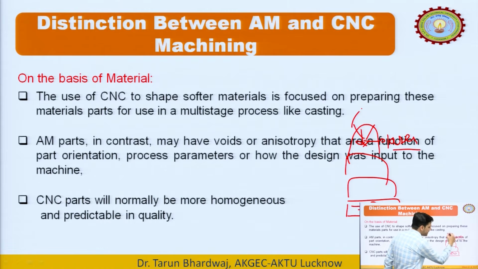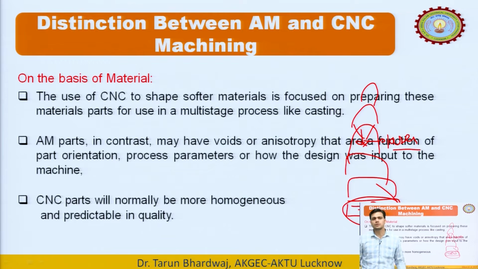You are creating 100 layers over here, but this first layer will get the heat again and again. So due to the thermal gradient between the room temperature and the very high laser temperature, we are having anisotropy in the part, but CNC parts are more homogeneous and predictable in quality. So this is also a challenge in additive manufacturing on the basis of material.